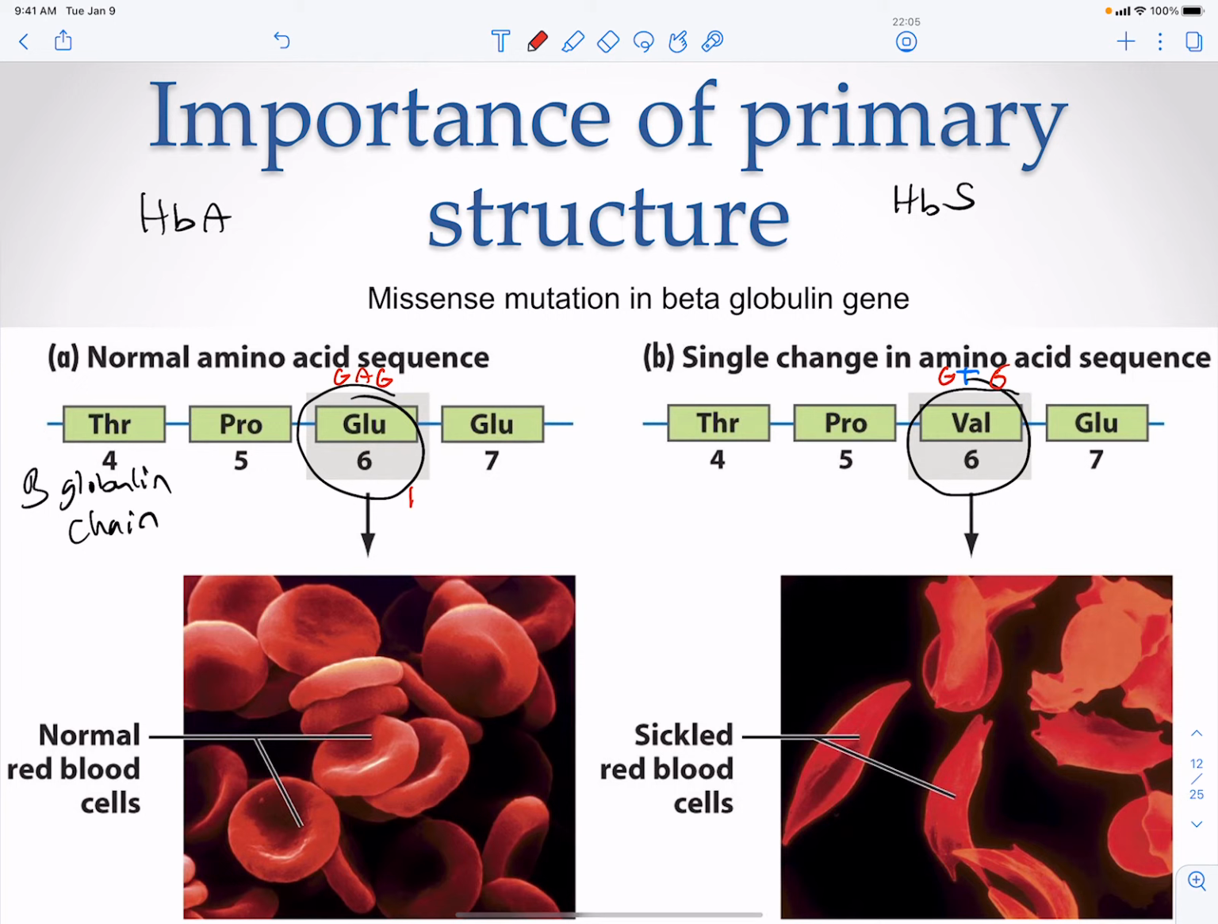Glutamic acid, of course, is very hydrophilic, and valine is very hydrophobic. One of the first reports of sickle cell anemia was back in 1910 in a journal where they saw pear-shaped red blood cells, which we now know as sickle cell shaped. This change where one amino acid becomes another is called a missense mutation, because you're going to change the structure of the protein.